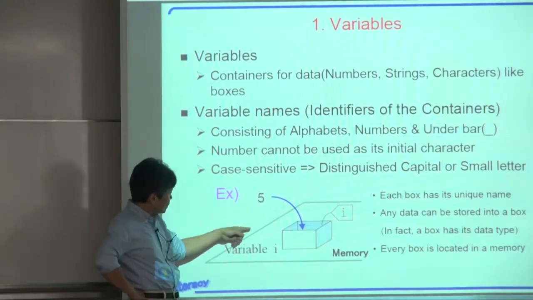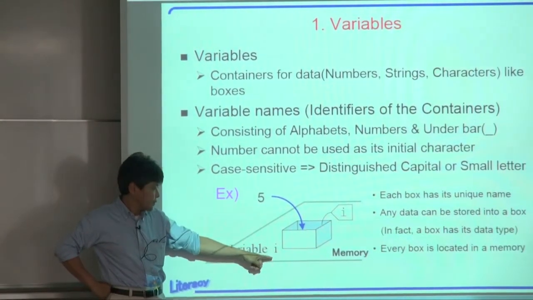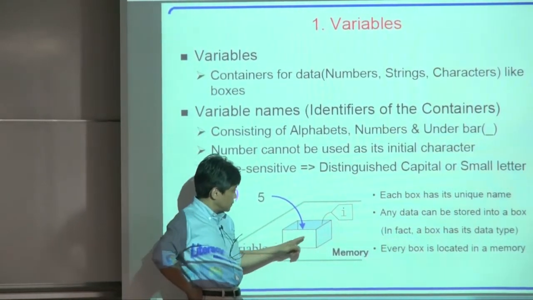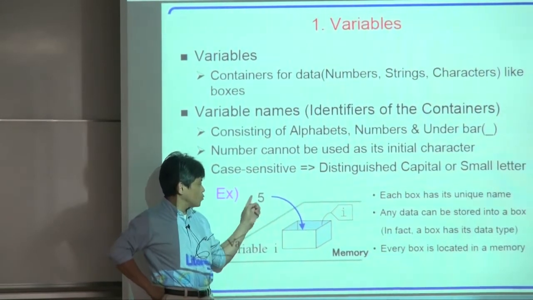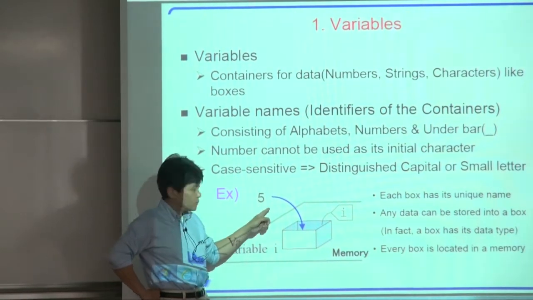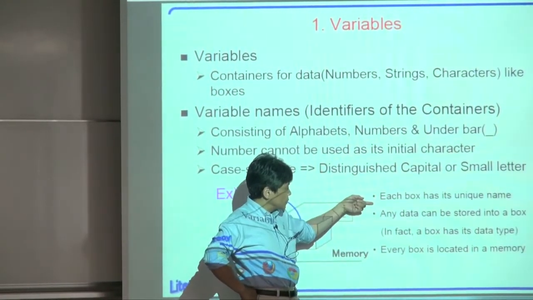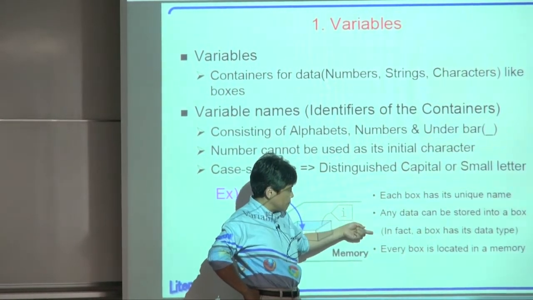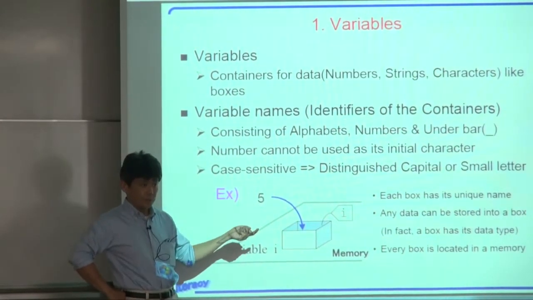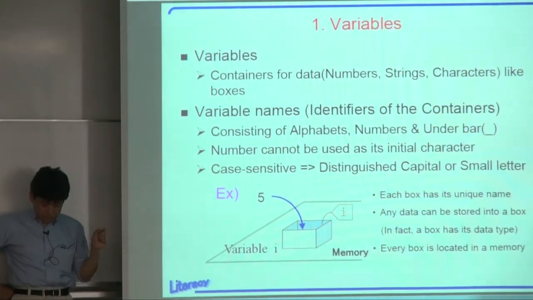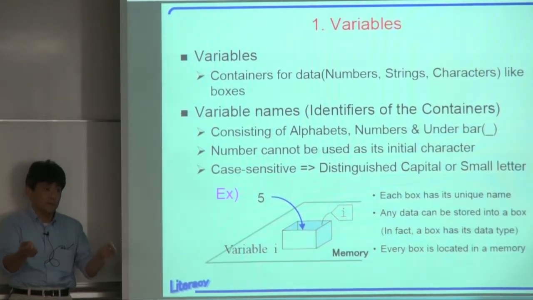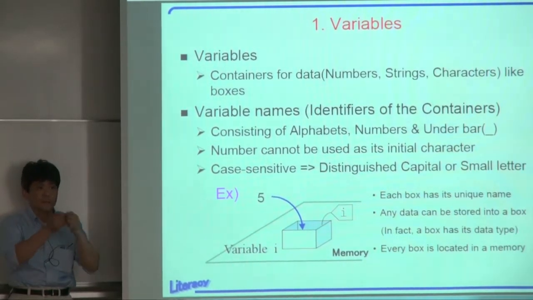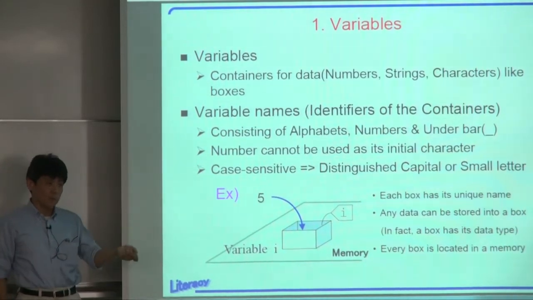So in this case, one variable is defined. The variable name is i. In the computer memory, i is treated as one box. Inside this box, you can store any value, in this case 5, an integer number. So each box has its unique name, and data can be stored into the box. Each box has its own data type, and because the data type is different, the necessary size of the data is also different. So you have to define a data type: integer type, floating point number type, double precision floating point number, string, and so on.